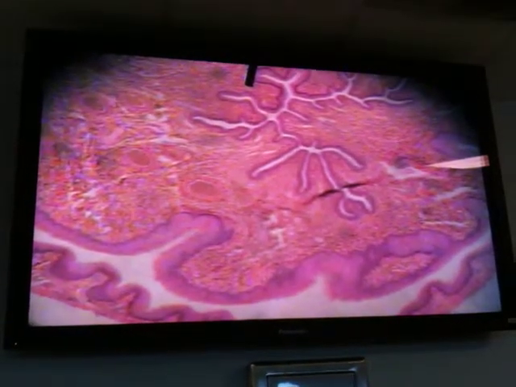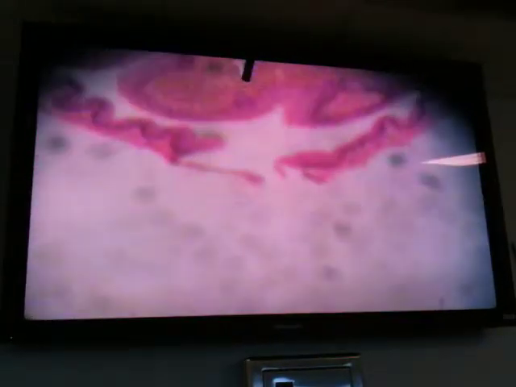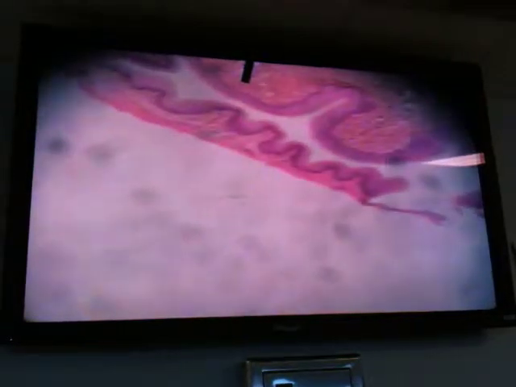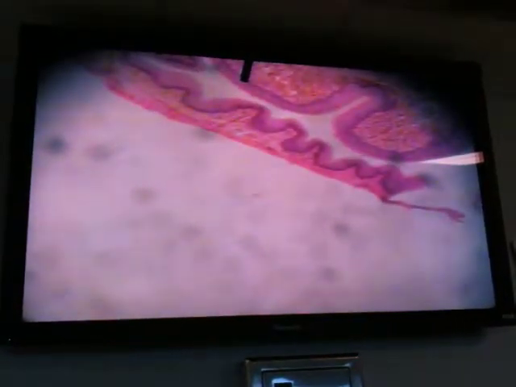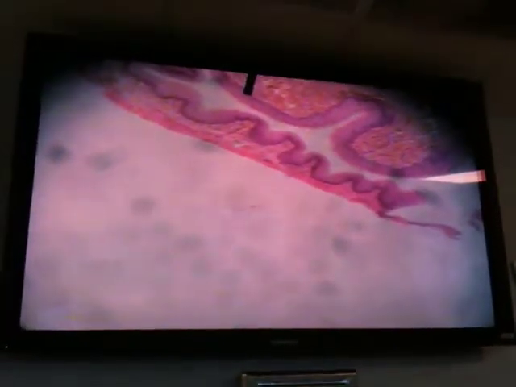Okay? See all this stratified squamous epithelium here? All the stratified squamous epithelium, this will be the skin of the scrotum. This will be the skin of scrotum and penis. So this here is the scrotum, this is penis, just the skin. Okay?